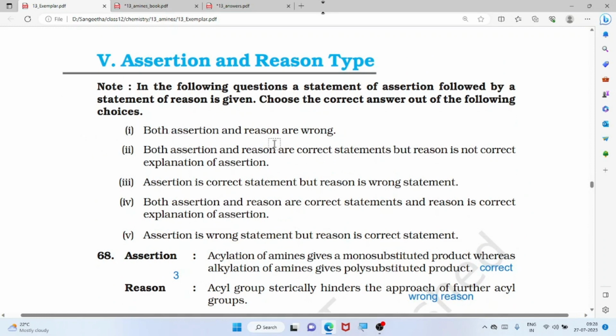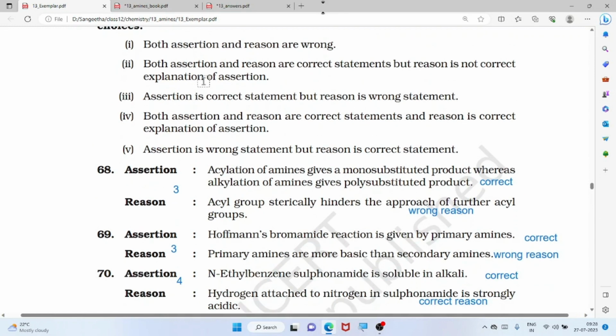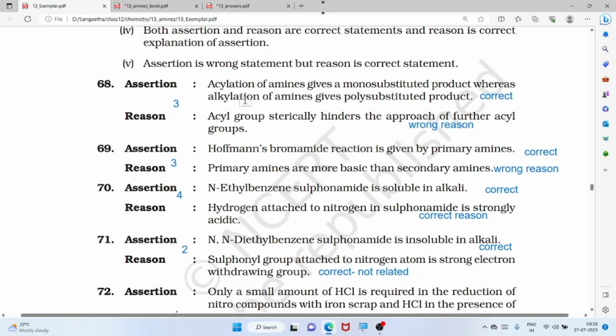Assertion and reason. Option one means both are wrong. Here too, the assertion is correct, okay. Acylation of amines gives monosubstituted product, whereas the alkylation of amines gives the polysubstituted product. So this is correct, but the reason is wrong. Okay, wrong reason. Acyl group sterically hinders the approach of the further. This reason is wrong. Okay.